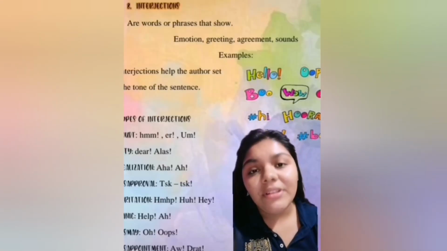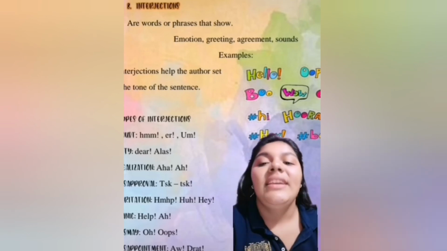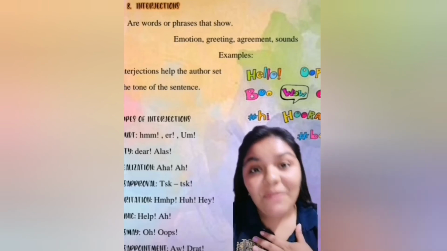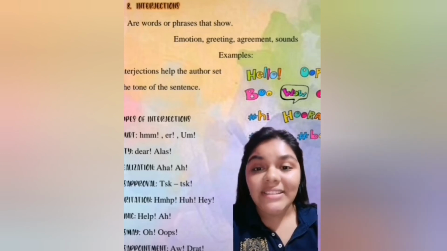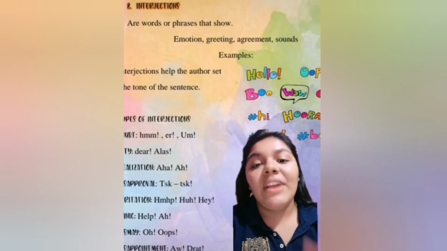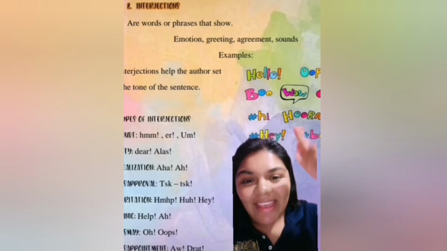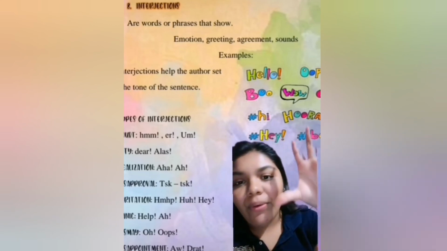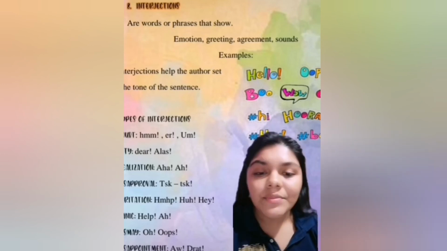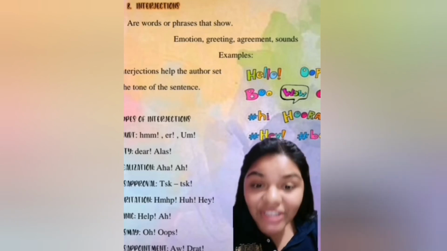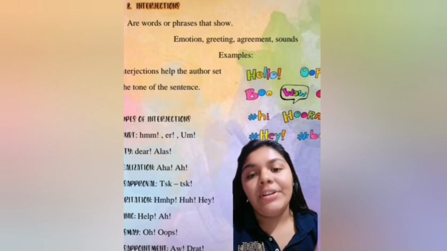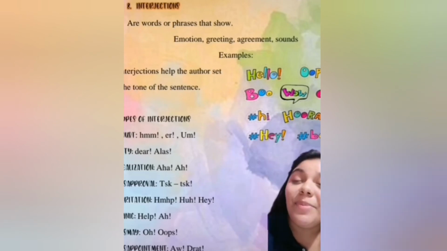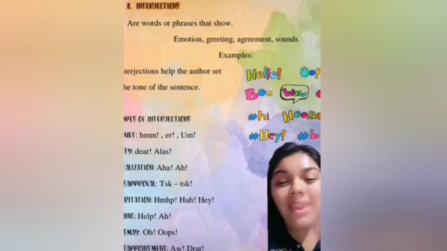The last part of speech is the interjection. It is words or phrases that show emotions. And for me, it's my favorite because it expresses emotions, feelings, agreements, and sounds. And here we have some examples: hello, boo, hi, and interjections help the author set the tone of the sentences.